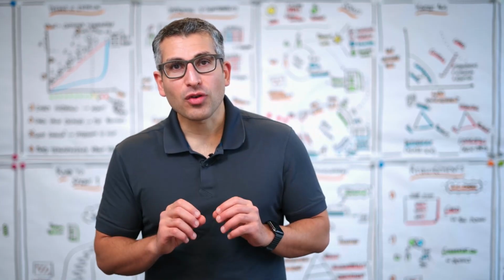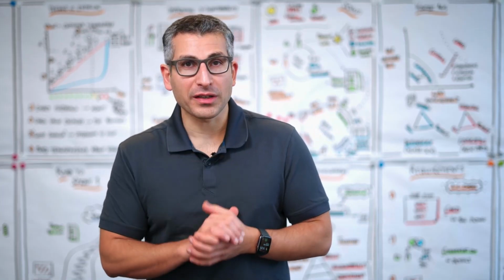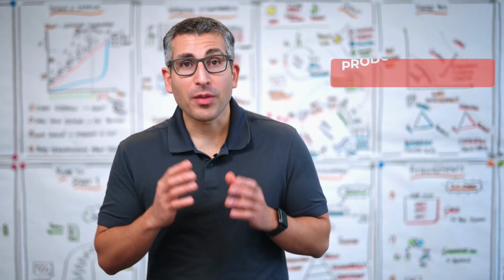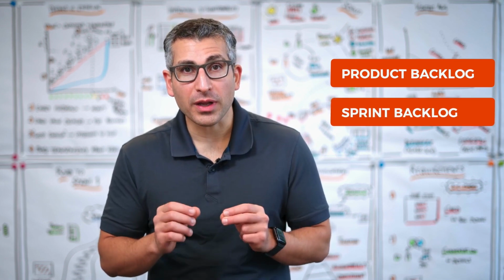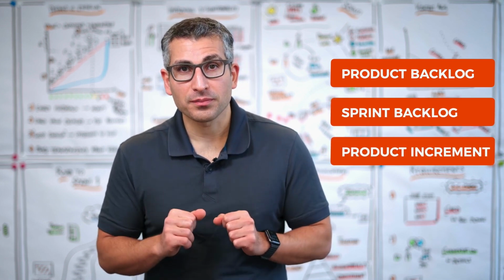In this module, we will deep dive on the artifacts in Scrum. In Scrum, there is a total of 3 artifacts. Number 1, the product backlog. Number 2, the sprint backlog. And number 3, the product increment.